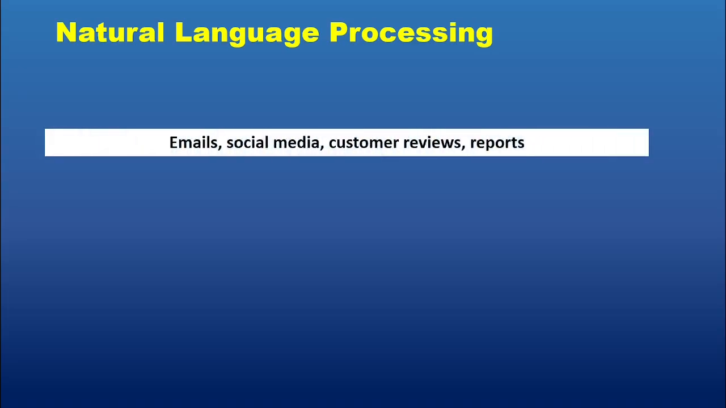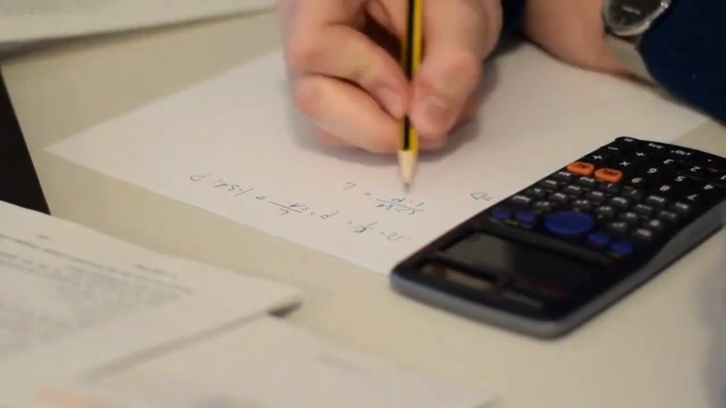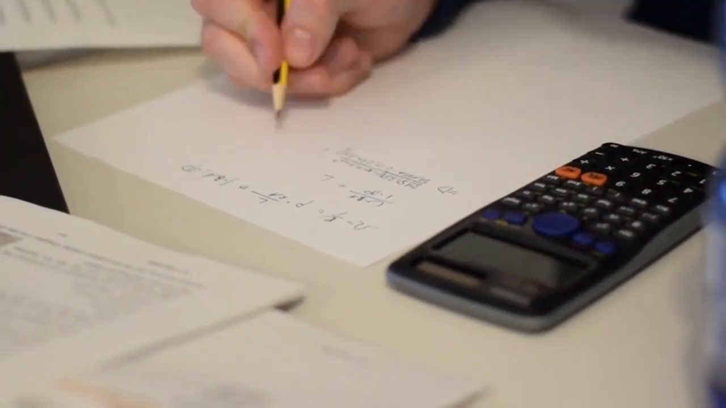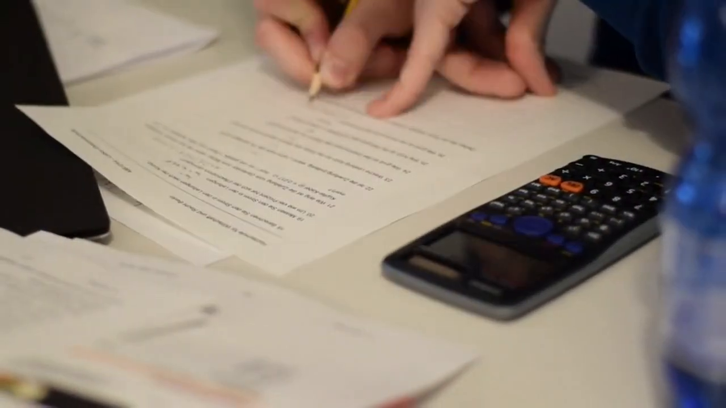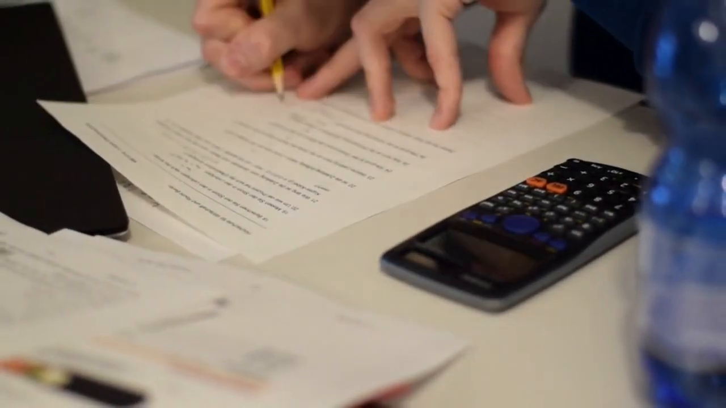Natural language processing, NLP, is another exciting application of AI in data analysis. NLP allows machines to understand and process human language, making it possible to analyze text data from emails, social media, customer reviews, and reports. AI-driven sentiment analysis, for example, can determine whether customer feedback is positive, negative, or neutral, helping businesses improve their products and services. Similarly, AI can extract key information from unstructured text, summarizing reports and identifying important themes. This ability to analyze qualitative data in addition to numerical data significantly broadens the scope of data analysis.